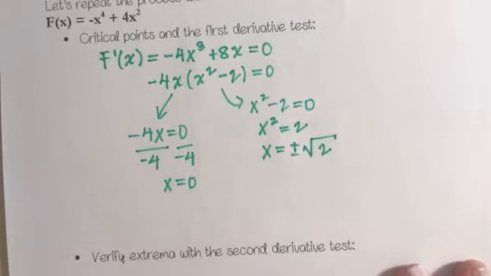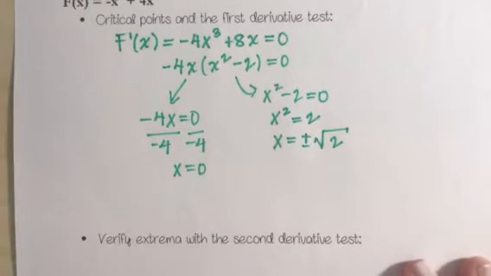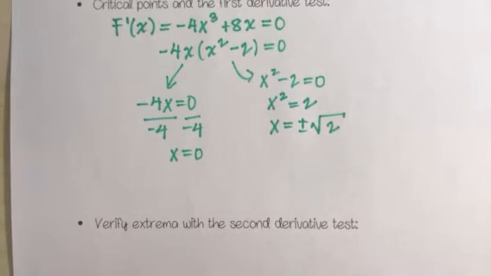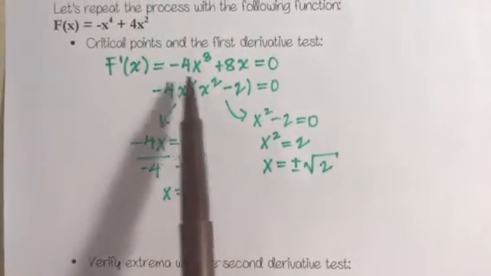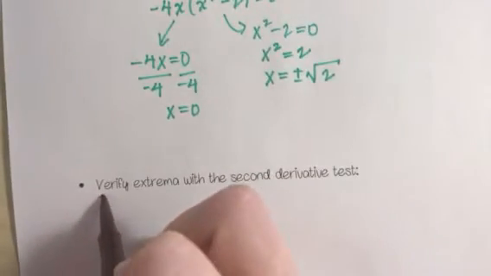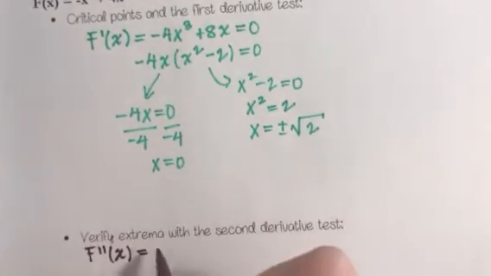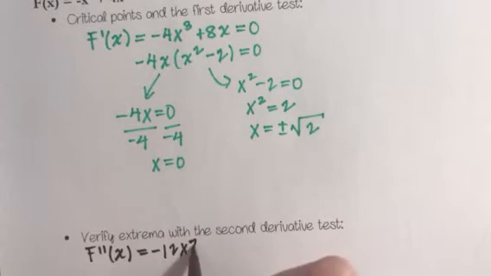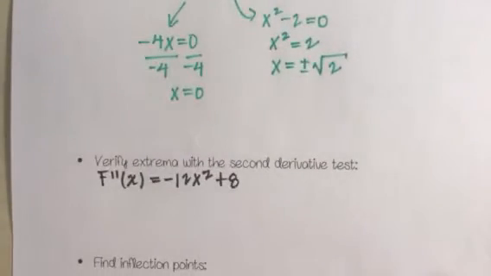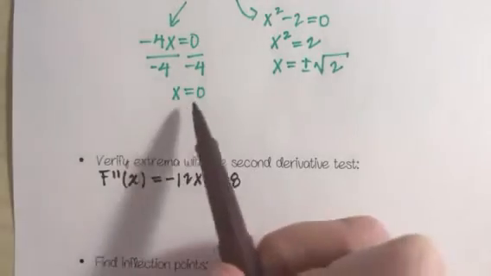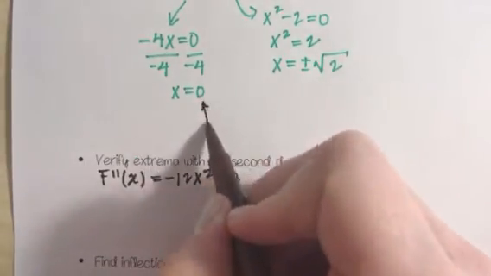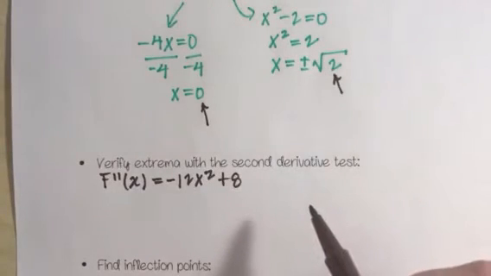And now I can find the extrema of my critical points using the second derivative test. So on tonight's homework, if you're asked to find extrema using the second derivative test, this is the process that you want to follow. So I found my derivative here. So let's go ahead and find our second derivative of that same function. That second derivative will be negative 12x squared plus 8. And so now what I want to do is to go ahead and plug in each of these 3 critical points into my second derivative and use that information to make conclusions about my extrema.